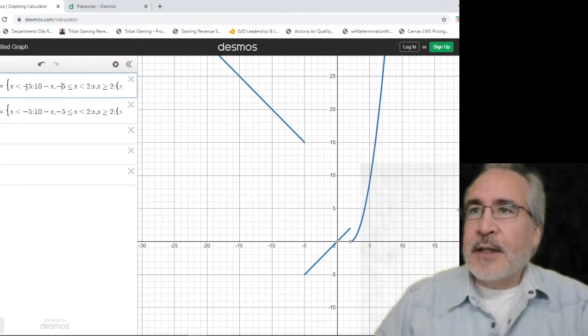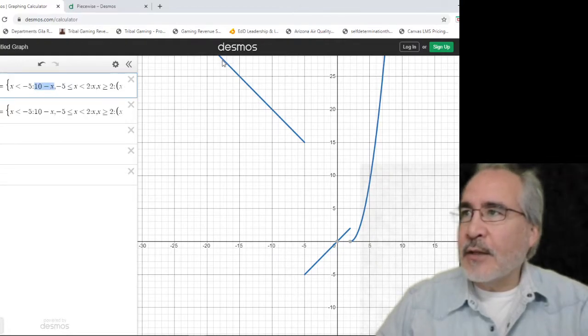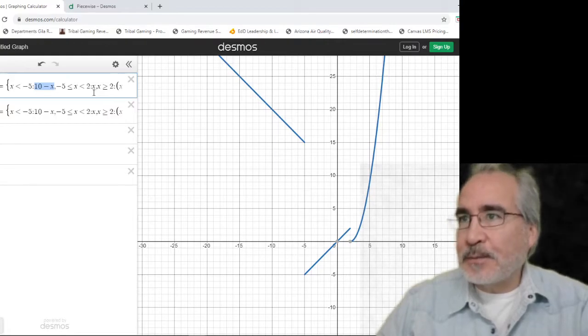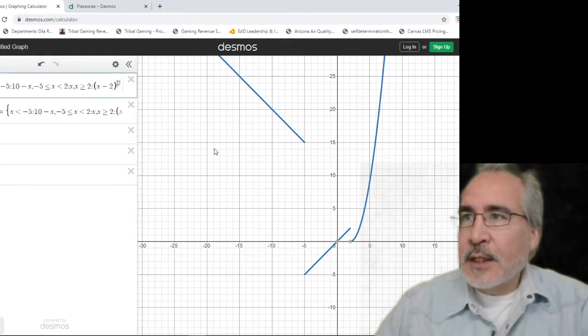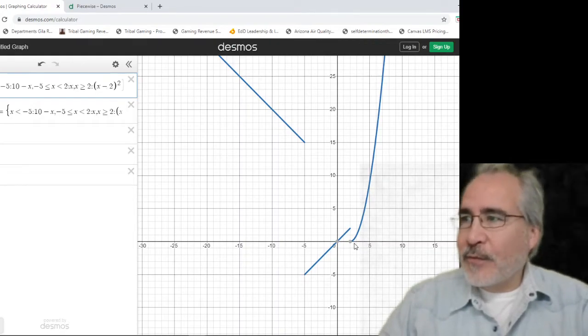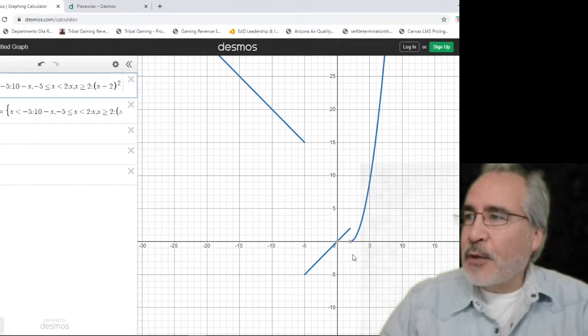So I've graphed it here. When x is strictly less than -5, our function is 10 minus x, which is this part here. When we get to -5, the piece we're going to use from -5 until 2 is going to be the function y equals x. So that's going to be this little piece here. And then as soon as x is greater than or equal to 2, our function is going to be this portion of a parabola, (x minus 2) squared. So that's what this part is here.